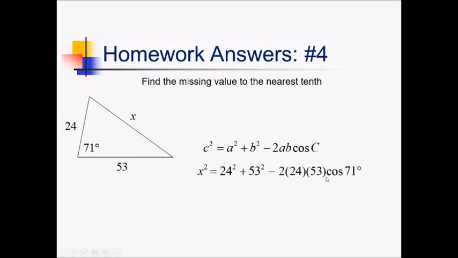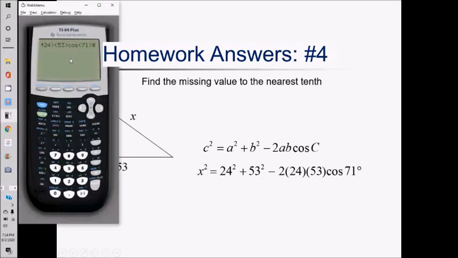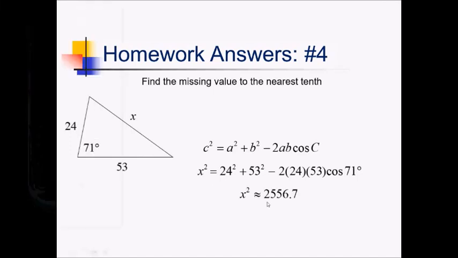And we'll simplify the right side on the calculator now. So plugging all that in, pressing enter, we end up with 2,556.8 if we were to round that off. So that's what x squared equals. And I didn't really round it off on the calculator. I'm going to use the true value. Just wanted to have kind of like a halfway point.